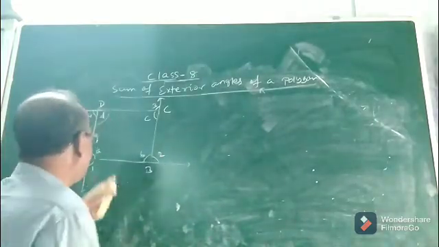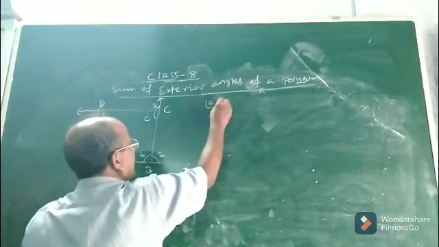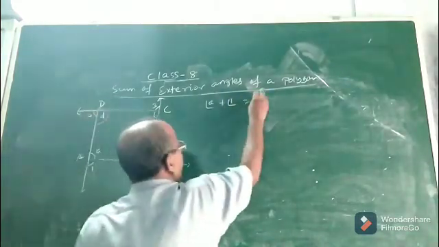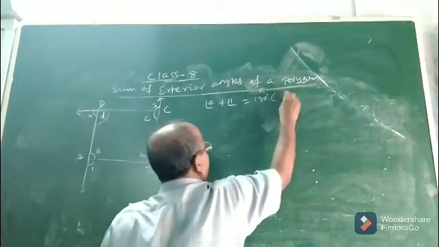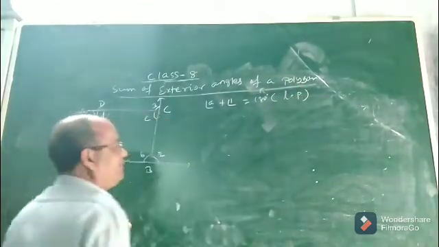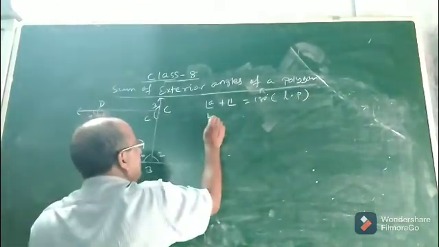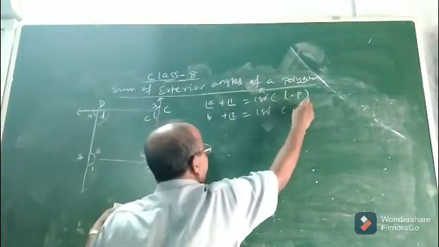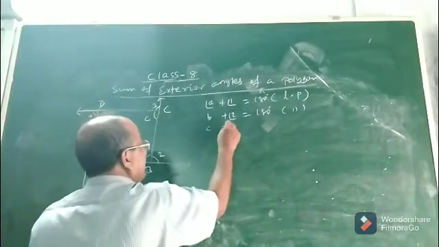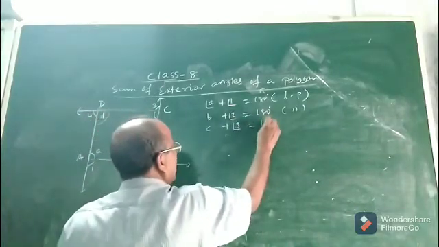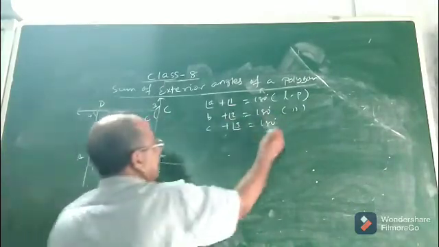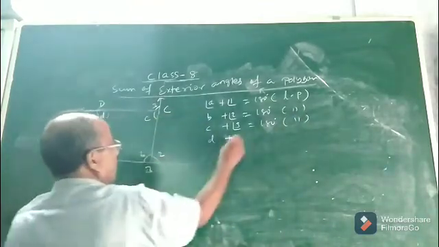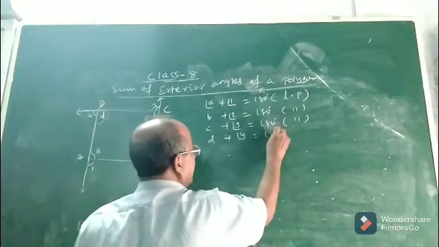In a similar manner, see, A plus 1 in this quadrilateral. Now look at angle A plus angle 1. It will be 180 degrees because they form a linear pair. Similarly, B plus 2 will form 180 degrees. Again the same regime. Similarly, C plus angle 3 is 180 degrees. Again the same regime. And D plus angle 4 is also 180 degrees.